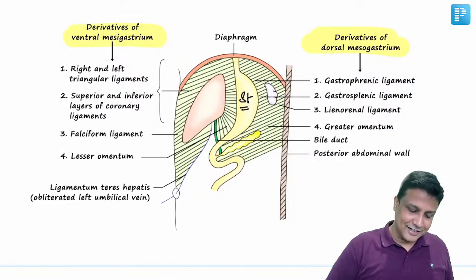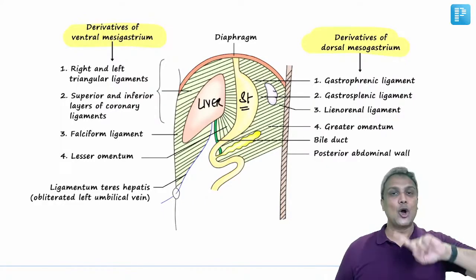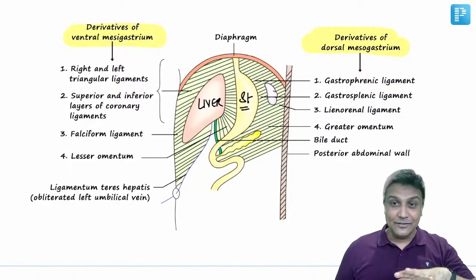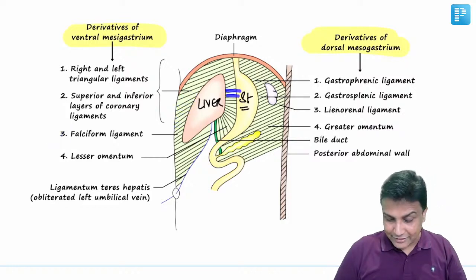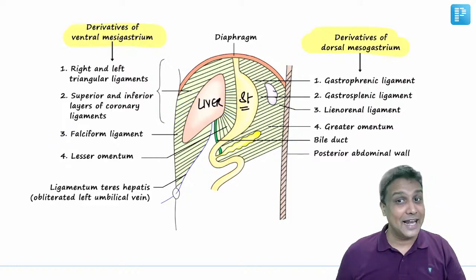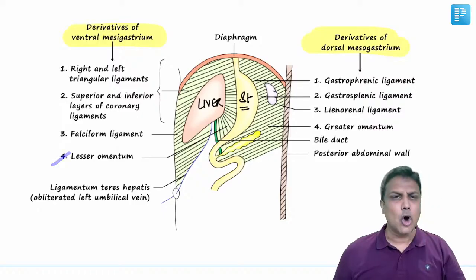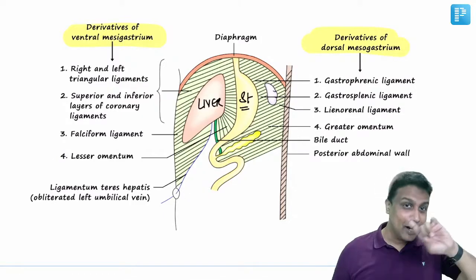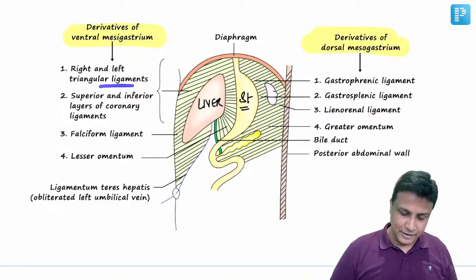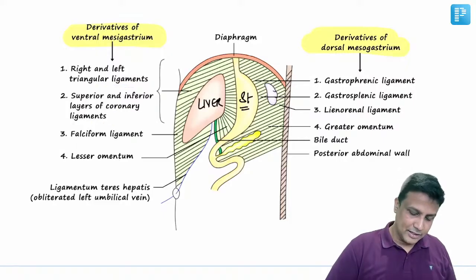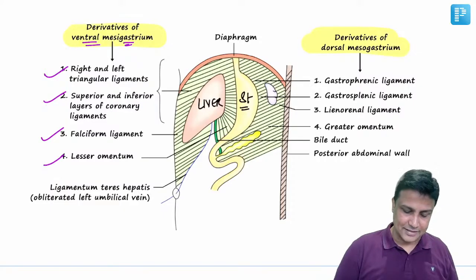Now you can very clearly see, the liver develops in which mesogastrium, which mesentery? Ventral mesentery. If the liver is forming here, right in front of the liver there will be a ligament. That ligament will be the falciform ligament. And between the liver and the stomach, there will be an omentum. That omentum will be the lesser omentum. All this will be derived from where? They are derived from ventral mesentery only. And not only that, the liver is covered by the triangular ligament and the coronary ligaments. All these structures are derived from the ventral mesentery.